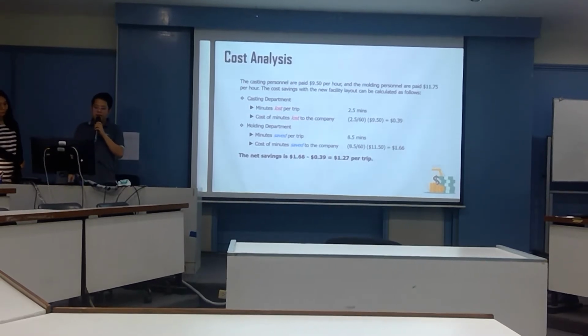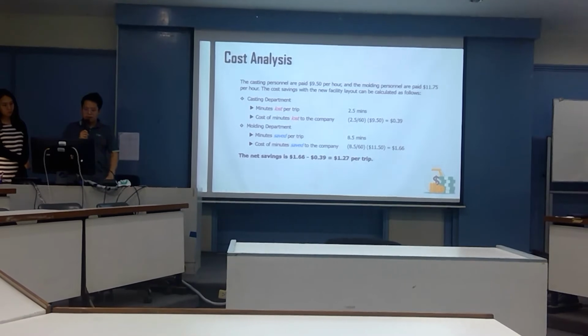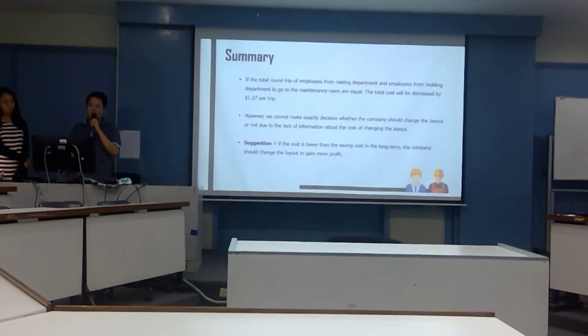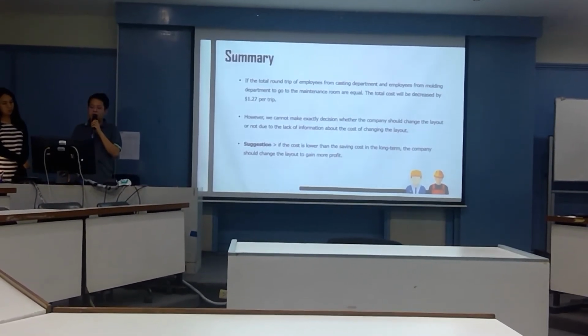And for the molding department, they have decreased the time, so we save 8.5 minutes per trip, and then the cost of the minutes saved to the company is equal to 1.66. So the net saving is equal to 1.27 per trip. In summary, if the total round trips of employees from the casting department and the molding department to the maintenance room are equal, the total cost will decrease by $1.7 per trip.